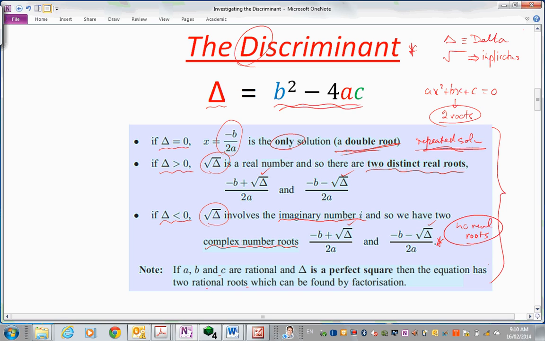Okay, and then something down here that Hayes and Harris have got is interesting. If a, b and c are rational, that's the numbers in your equation, whole numbers or fractions, or the coefficients in your equation, and if the discriminant is a perfect square, so you can find the square root of it perfectly, then the equation has two rational roots. That is, they won't have square roots and they'll be whole numbers or fractions, and you would have been able to factorise it. I wonder what the maths is behind that. We'll have a look at that later.